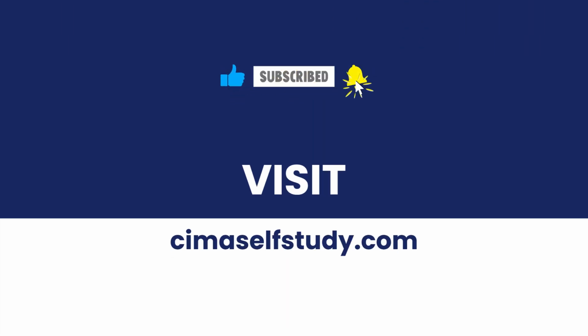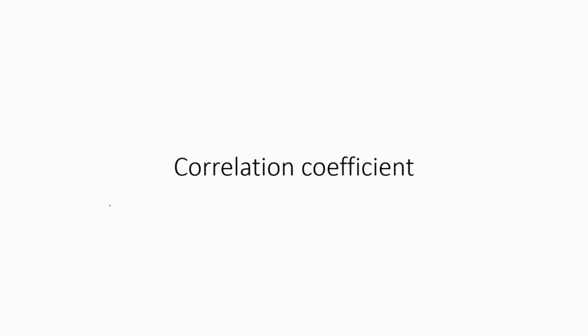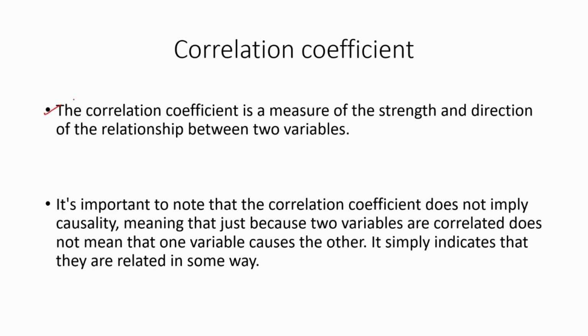In this video, I am going to discuss the correlation coefficient. The correlation coefficient is a measure of the strength and direction of the relationship between two variables. It is important to note that the correlation coefficient does not imply causality, meaning that just because two variables are correlated does not mean that one variable causes the other. It simply indicates that they are related in some way.